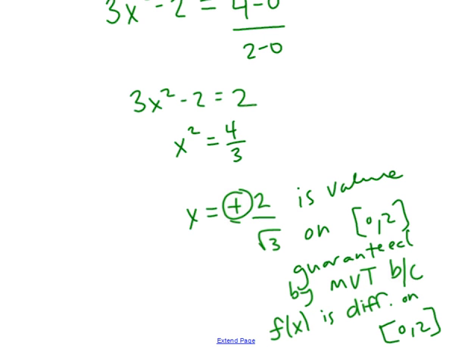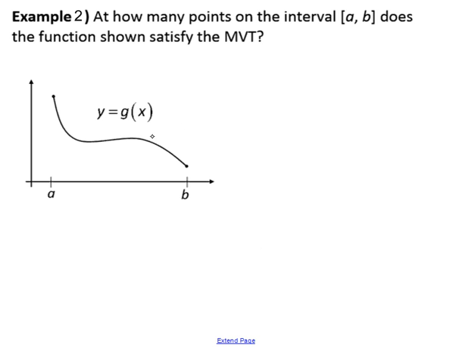Okay, our last example, very easy. This just says how many points on the interval does the function shown satisfy the MVT. Again, to satisfy the MVT, we want to think, is the function continuous and differentiable? Yes, it is. There are no cusps or anything like that, so the MVT does apply. So we want to know how many points in the interval satisfy the MVT.